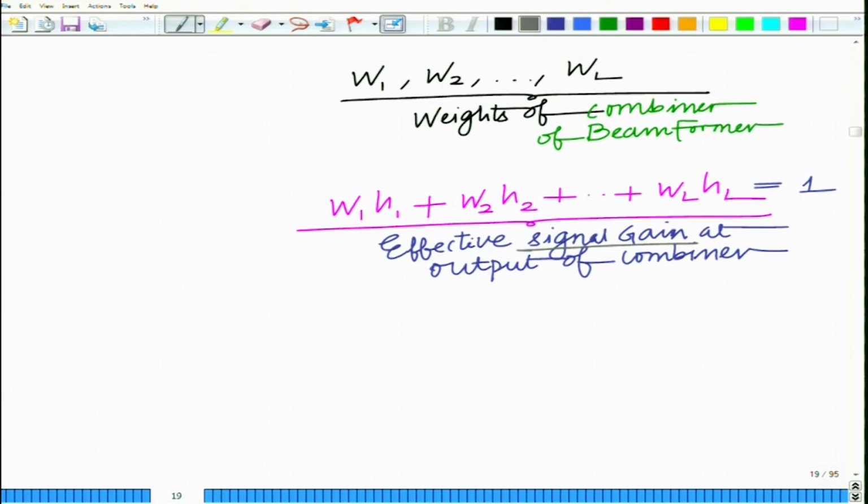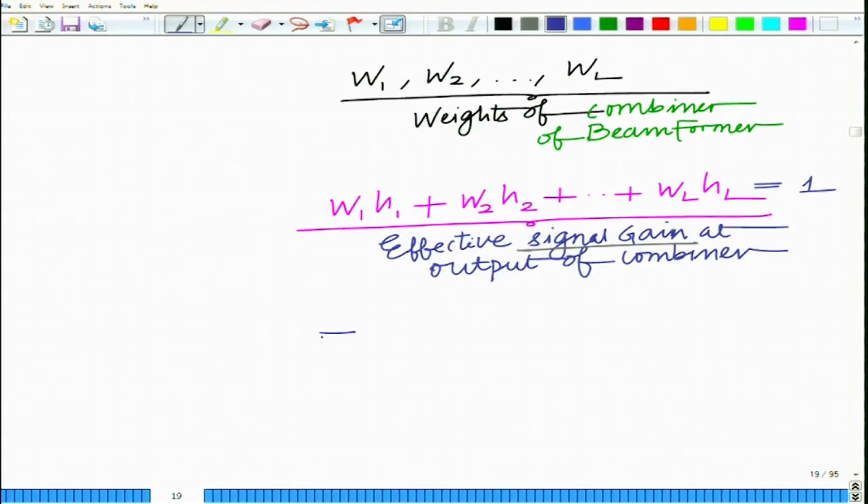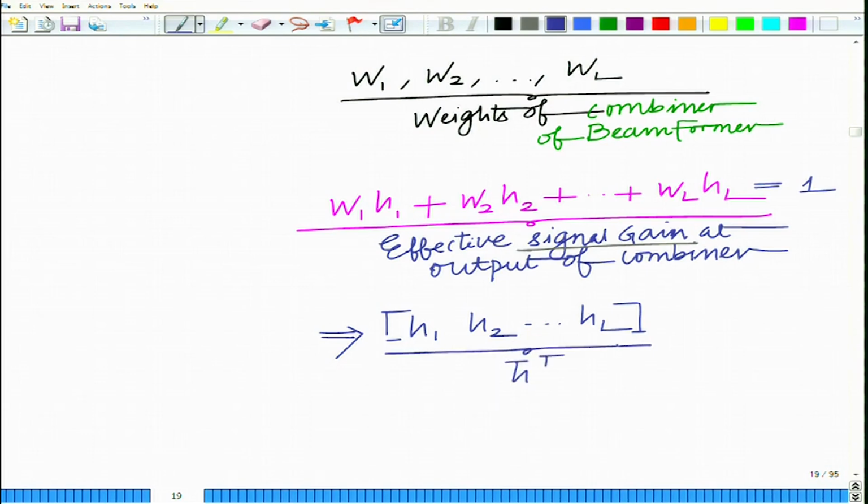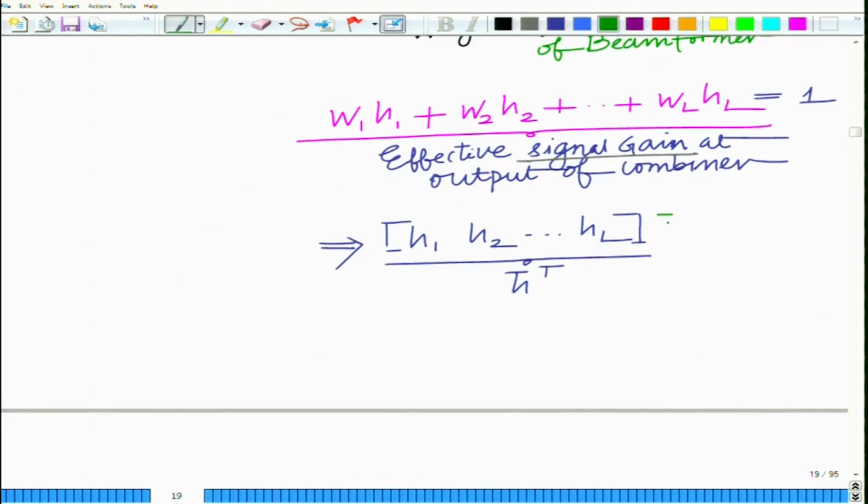This is typically a constraint in multiple antenna processing, one of the types of constraints that can be employed. So, this can be written as H1, H2 up to HL, that is the channel coefficients, this is the vector H bar transpose, times the vector W1, W2, up to WL, and this is equal to 1.